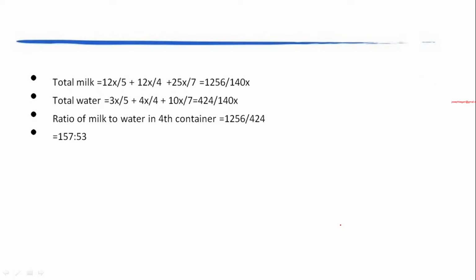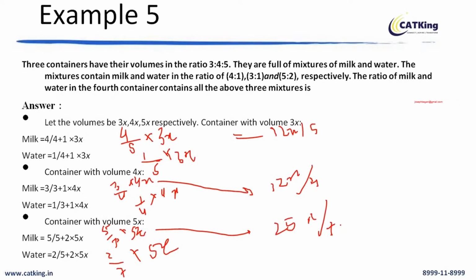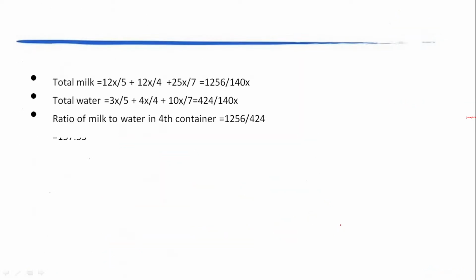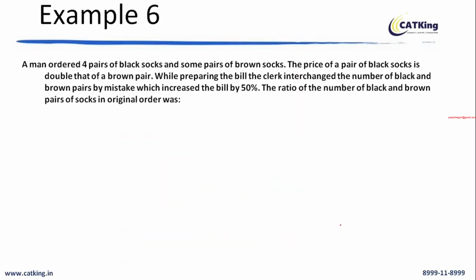I hope you've understood this question. It's a pretty simple question. What you've basically done here is individually find out the total milk, total water, add them and find the ratio. Simple. Alright, next example. Very good question. One of the most important questions in this chapter has appeared innumerable times in a lot of competitive exams.